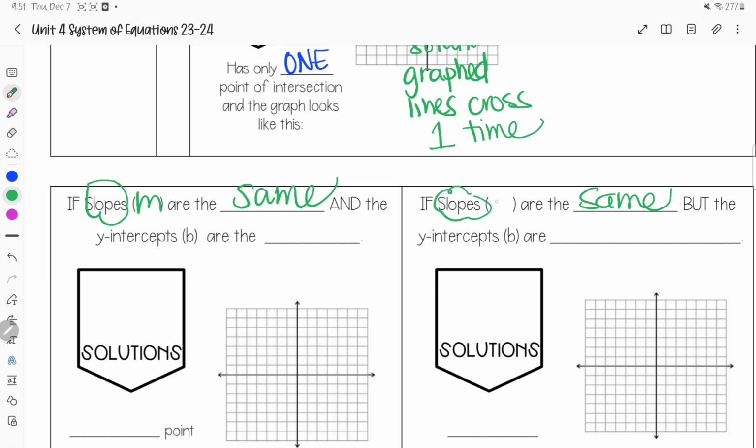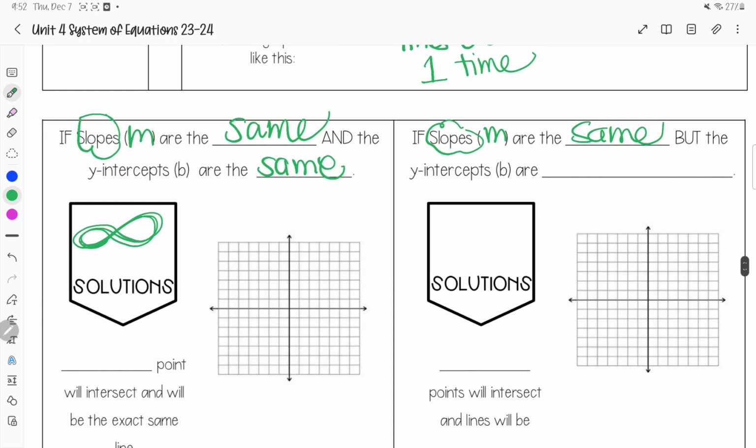Because if slopes are the same, it's going to be one of these two options. And that's because the slopes are either going to be, everything will be the same, so the equations will be exactly the same. So slopes are the same and the y-intercepts are the same. That means that it's infinite solutions, or all points are going to intersect.